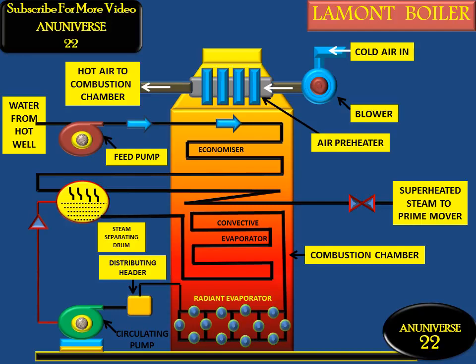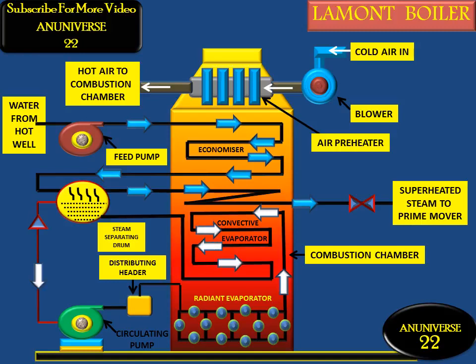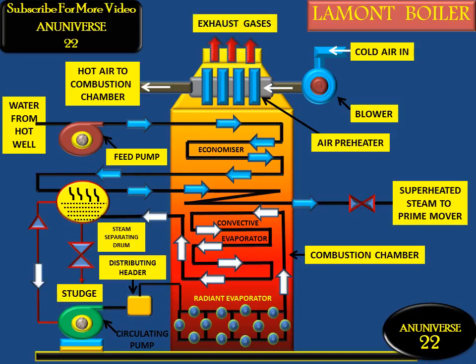And here we can see the direction of the water that is coming out from the feed pump to the economizer, and from the economizer it goes to the steam separating drum, and from the steam separating drum the saturated steam goes toward the superheater. Water comes towards the centrifugal pump, and from the centrifugal pump it is supplied to the evaporator tubes, and from the evaporator tubes it goes toward the steam separating drum. And these are the exhaust gases.